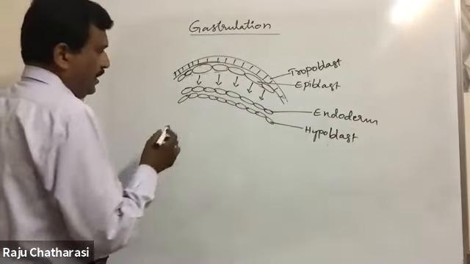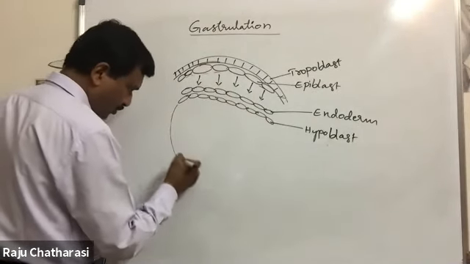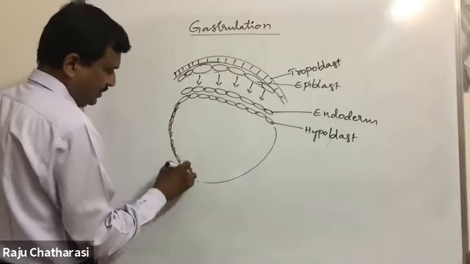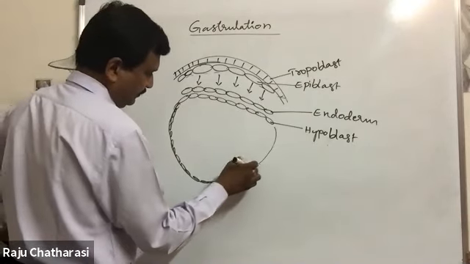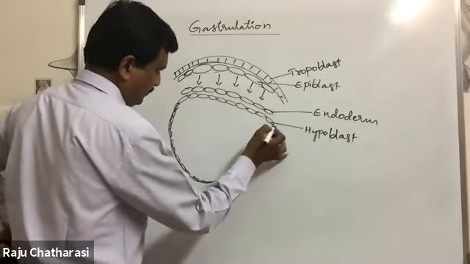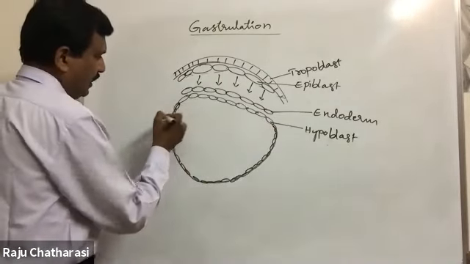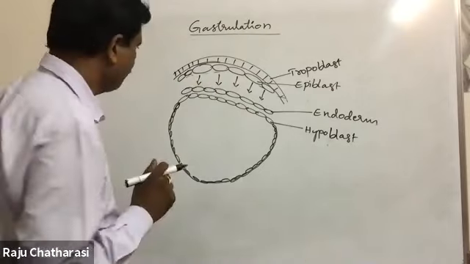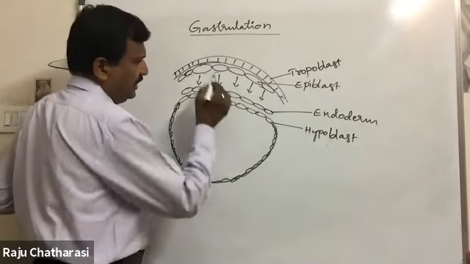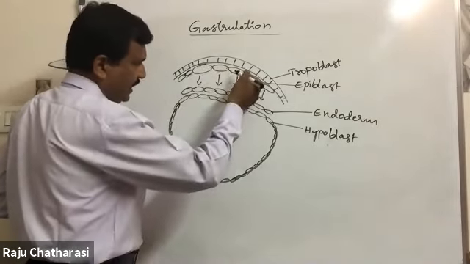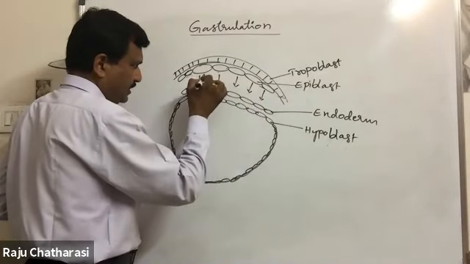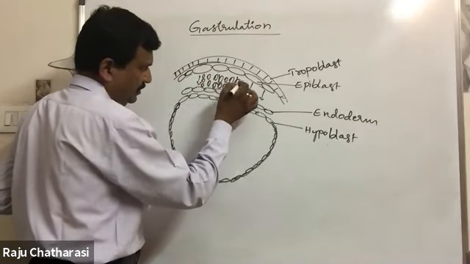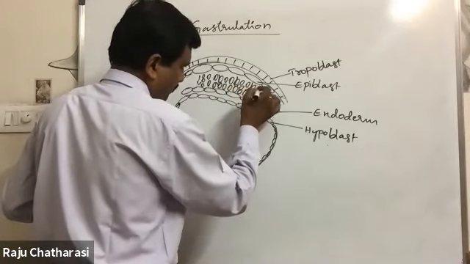Further, this hypoblast develops into the yolk sac. Please remember, yolk sac. On the other hand, it is also called extra embryonic mesoderm. Now here cells again divide and descend like this. These cells are called mesodermal cells.